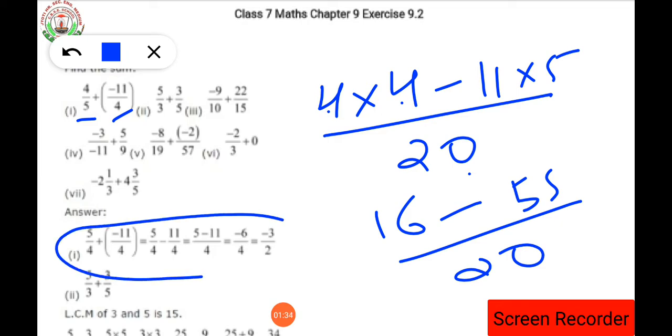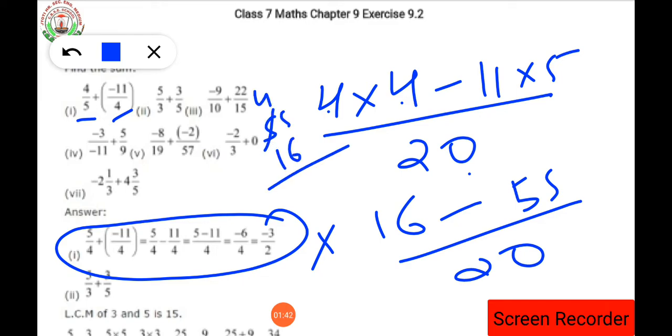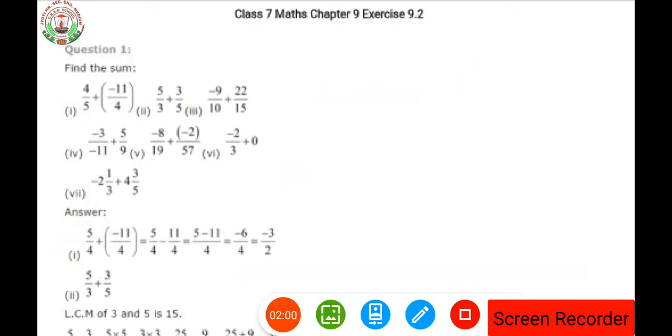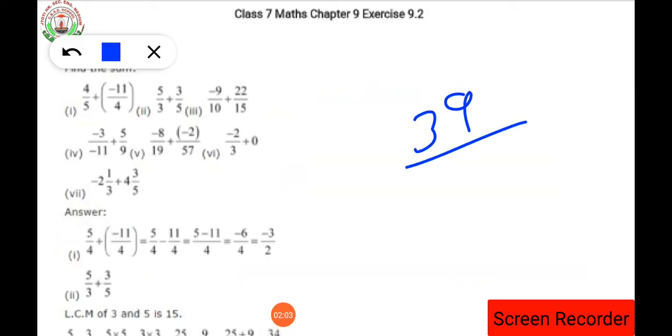This solution is wrong here, dear student. So here we are going to see what 16 minus 55 is. Now subtract it. 5 cannot give 6, so we take a carry from 5 and it becomes 15, isn't it? 4 minus 1 is 3. Now 15 minus 6 is 9. So what answer do we get here? That is minus 39 upon 20. Clear? As 55 is greater than 16, the minus sign will come with this.